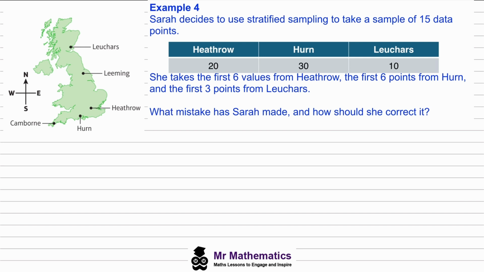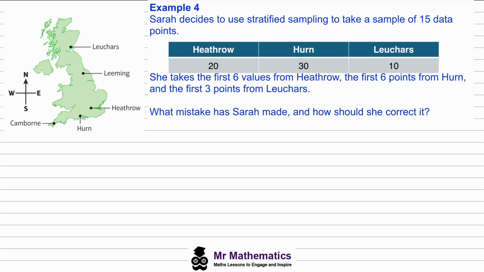So finally, in example 4, we're told that Sarah decides to use stratified sampling to take a sample of 15 data points. She takes the first 6 values from Heathrow, and the first 6 points from Herne, and the first 3 points from Le Chars. What mistake has Sarah made, and how could she correct it? So when you think about this question, consider that she decides to use stratified sampling. You can pause the video, and when you come back, we'll go through the solution.